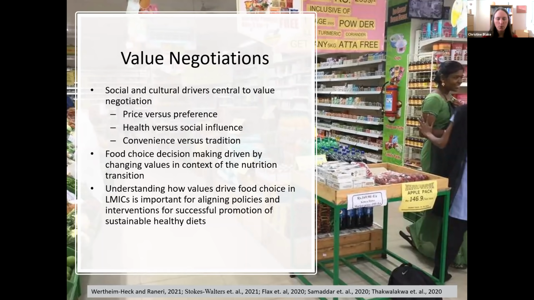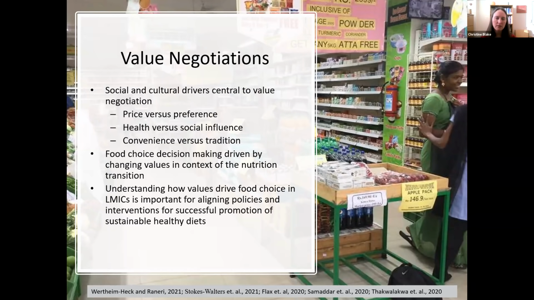processes. And I want to note here that the value negotiations are not binary and involve considerations of multiple competing drivers. The examples I give are just some of the types of values one might discuss negotiating. So in the context of the nutrition transition, macro forces of enhanced communication and increased mobility, among others, alter aspects of the social, cultural, and food environments that drive food choice.